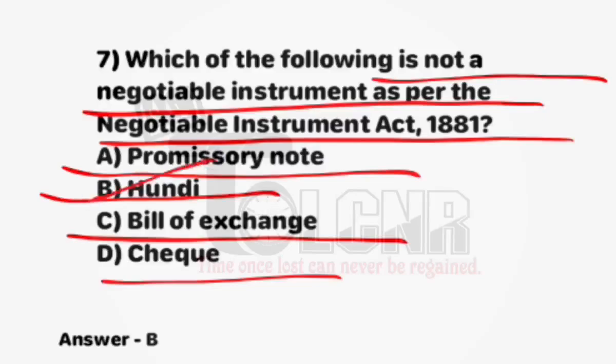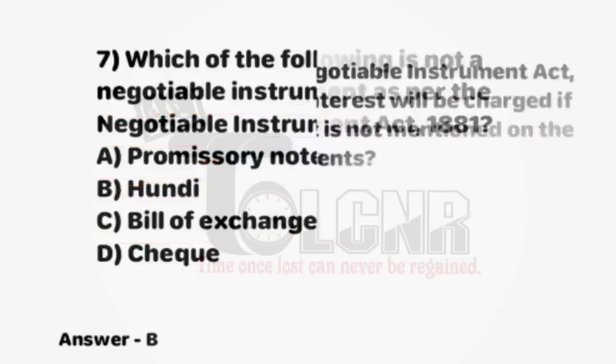Option B is correct. Hundi. Hundi is not a negotiable instrument as per the Negotiable Instruments Act 1881, whereas promissory note, bill of exchange, check are negotiable instruments as per the Negotiable Instruments Act 1881, right?